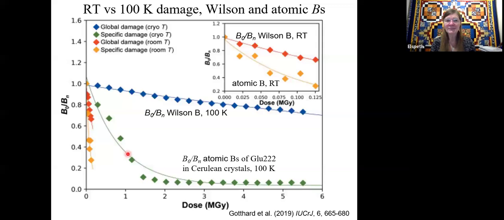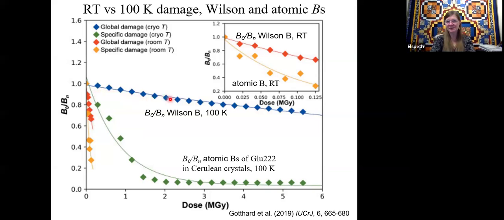If we look at what happens comparing cryo temperature and room temperature for the global damage, that's the one in reciprocal space, and the specific damage, which is the green here at cryo, with the room temperature, we can see that at cryo we get much less damage, much slower damage in reciprocal space, but that the specific damage happens much sooner than the diffraction damage, but that at room temperature, they happen concurrently.